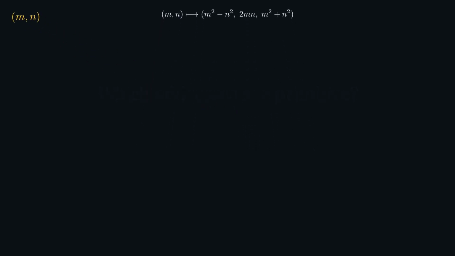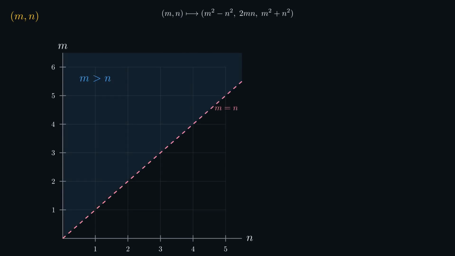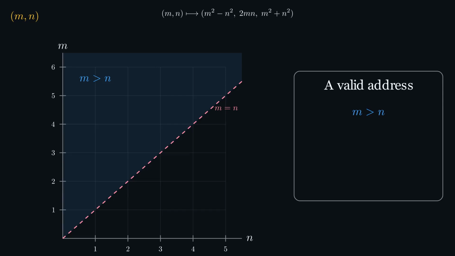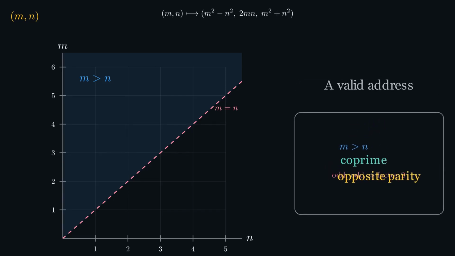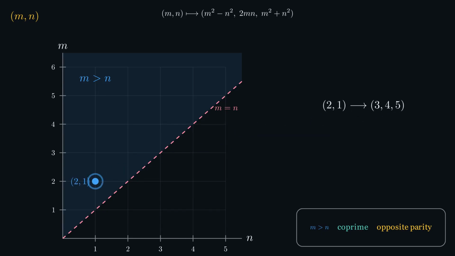The address has rules. We need m greater than n. Otherwise, m squared minus n squared isn't a positive leg. We need m and n coprime, or their common factor leaks into every side. And they must have opposite parity, one even and one odd. If they're both odd, all three generated values share a factor of 2 after the dust settles.